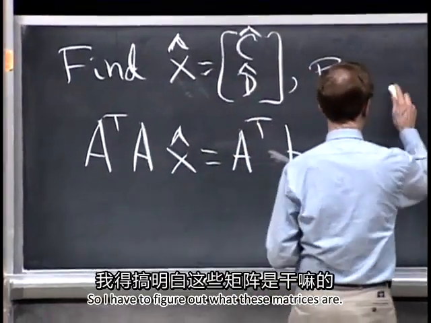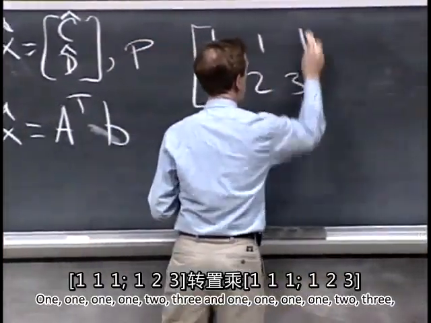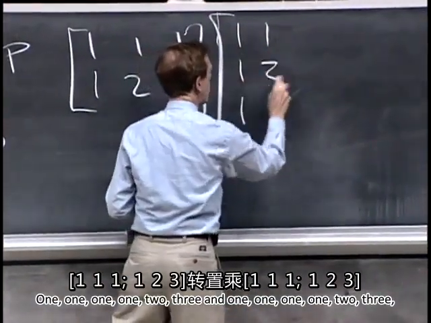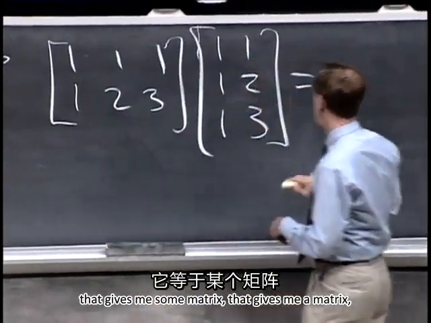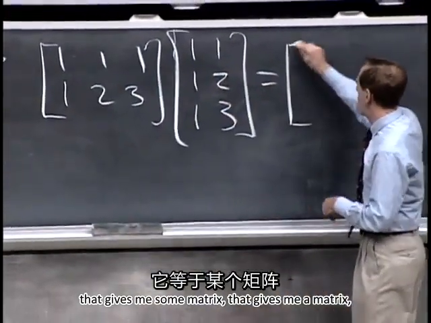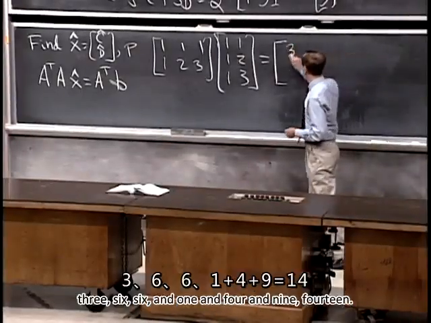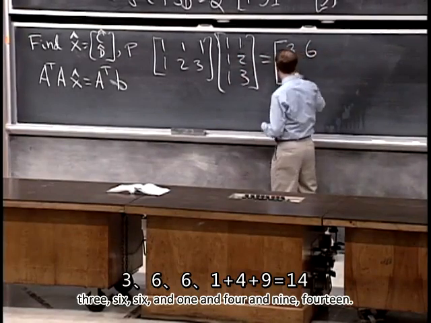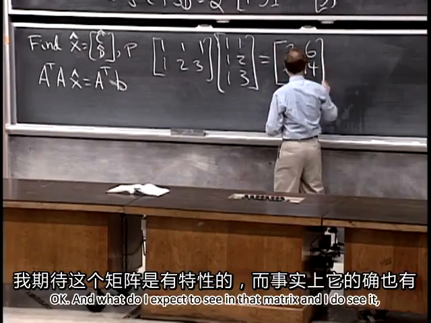So I have to figure out what these matrices are. 1, 1, 1, 1, 2, 3, times 1, 1, 1, 1, 2, 3. That gives me a matrix. What do I get out of that? 3, 6, 6, and 14. Okay.